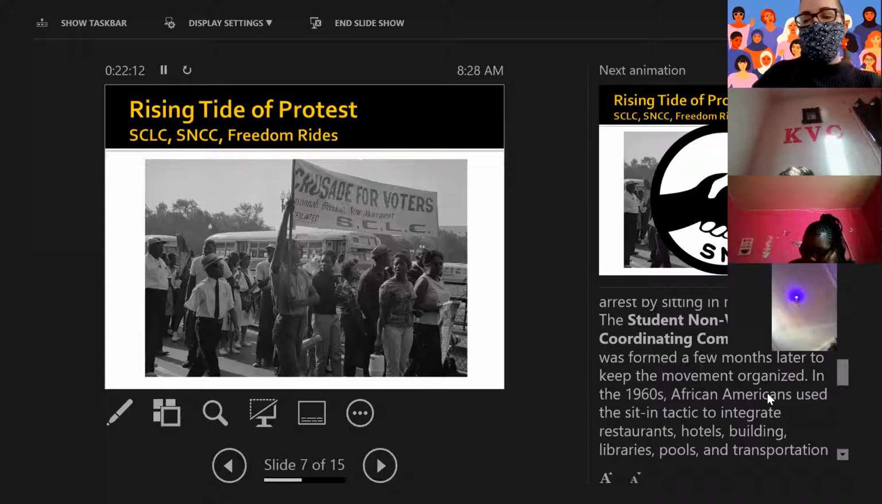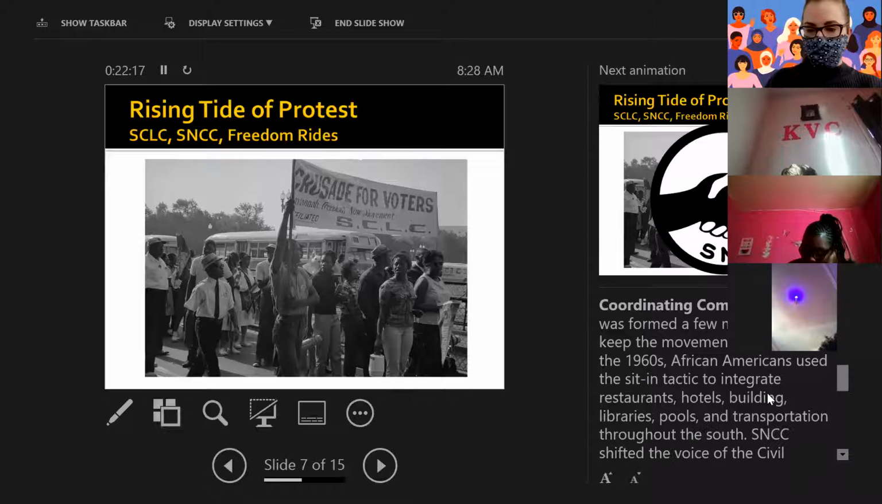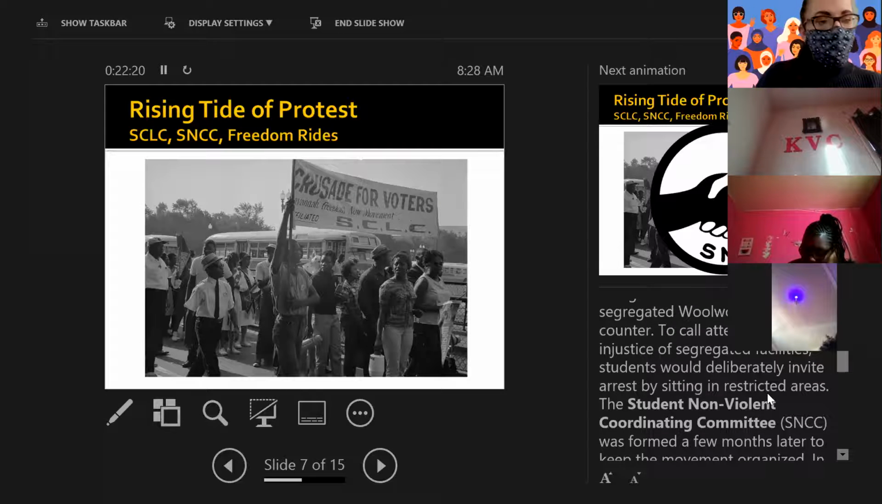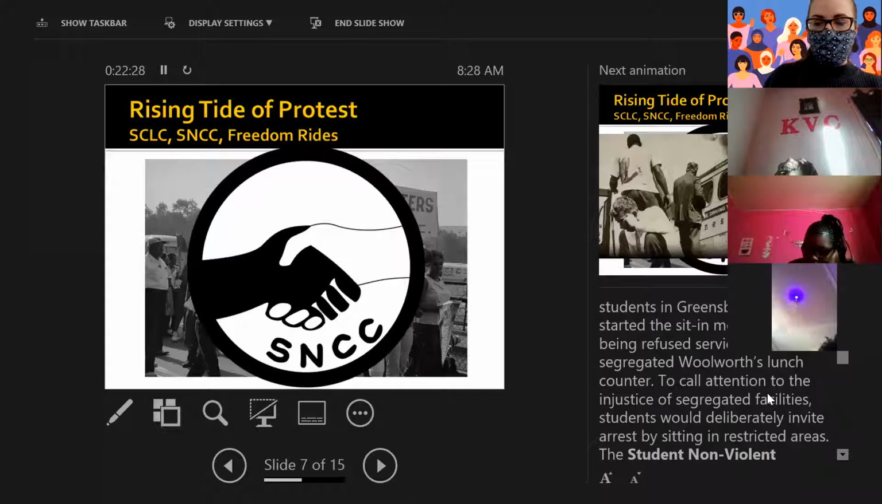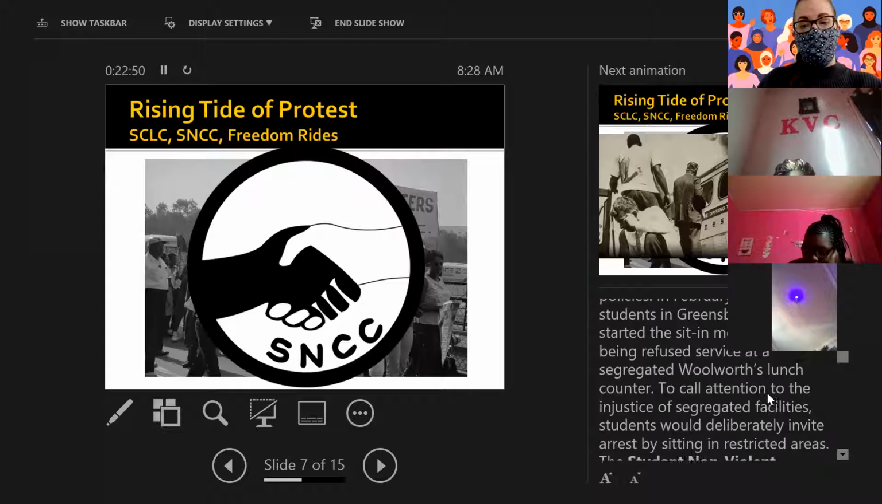So again, the SNCC stands for the Student Nonviolent Coordinating Committee, which organized the efforts of college students who were participating in sit-ins. A sit-in is when a Black college student or teenager would go to a segregated restaurant, sit down, and refuse to leave until they were served.